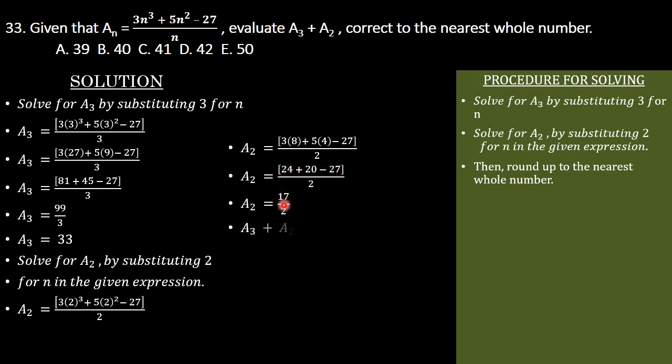A3 plus A2 is equals to 33 plus 8.5, that is 17 divided by 2. When you add it together, you have 41.5. When you approximate it to the nearest whole number, we have 42.